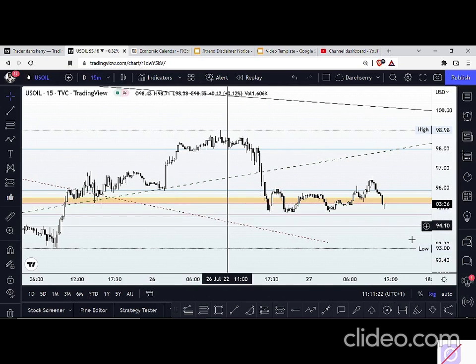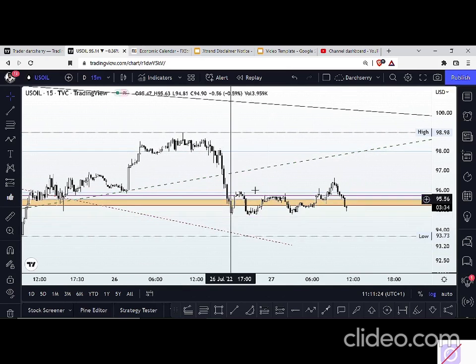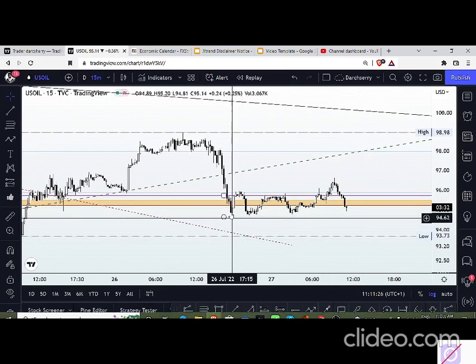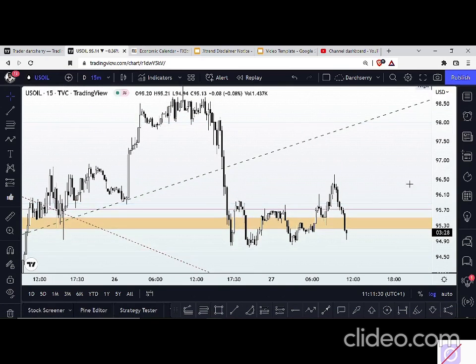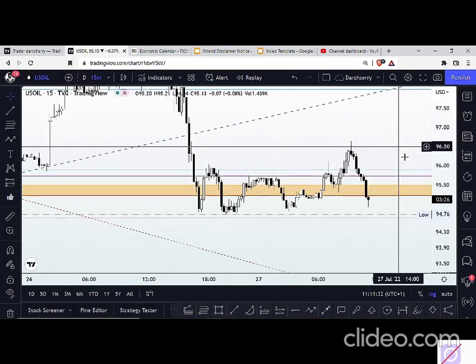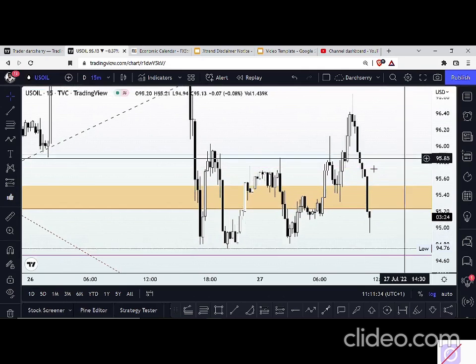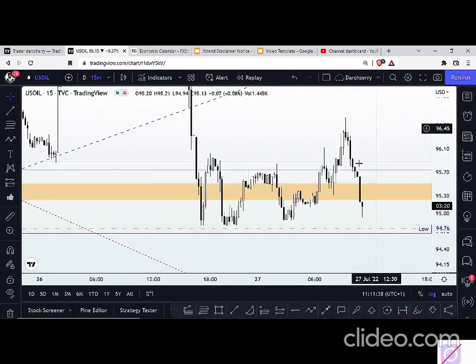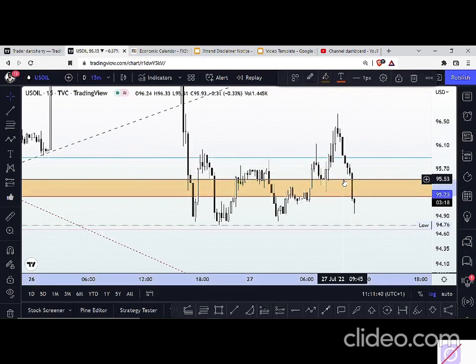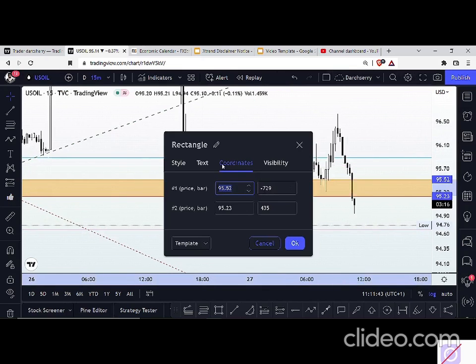12 to 16 hours. So now we have the consolidation phase around here that is between this point and this point here. And let's zoom into the structure and let's see how the structure has been playing out in the last couple of, I think in the last 16 hours, thereabout.